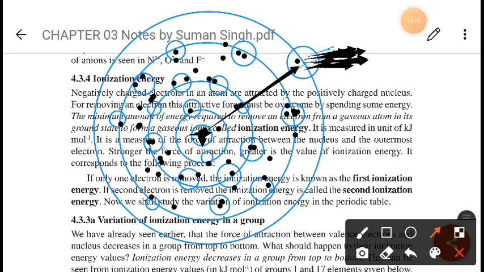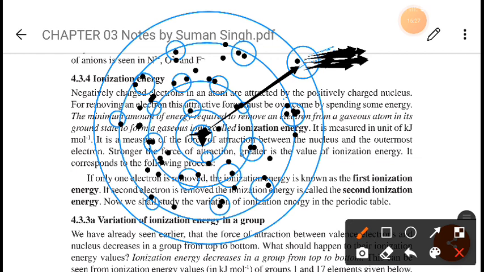And due to this, there will be a decrease in the nuclear charge felt by the valence electron. Now how can we define this? If you want to define this clearly, we can say the actual charge felt by the valence electron is known as the effective nuclear charge, okay.